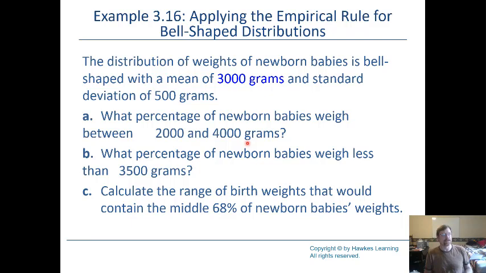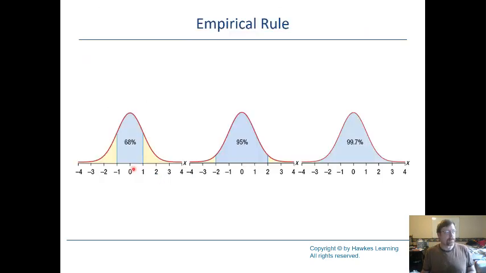Okay, what percentage of newborn babies weigh less than 3,500 grams? A lot of times I find it easier to think graphically, pictorially, however you want to think about it. So we're looking at 3,500 grams, that is one standard deviation above the mean. So we're after the percentage that is below this. So we need to include this. So let's see, 100 minus 68 would be 32, right?